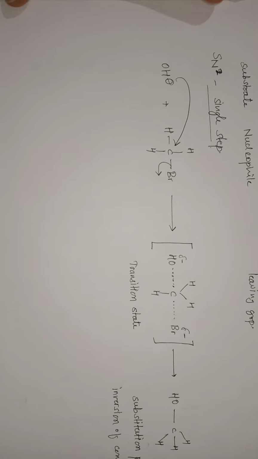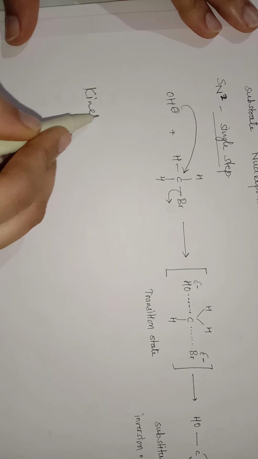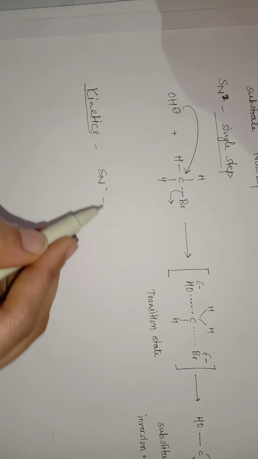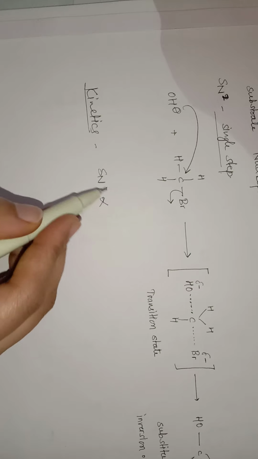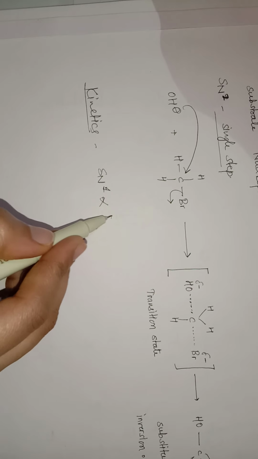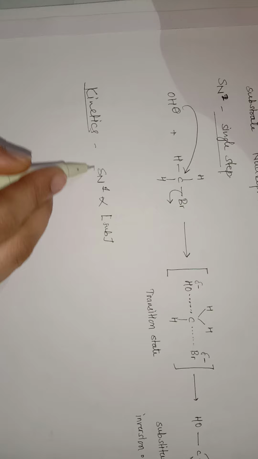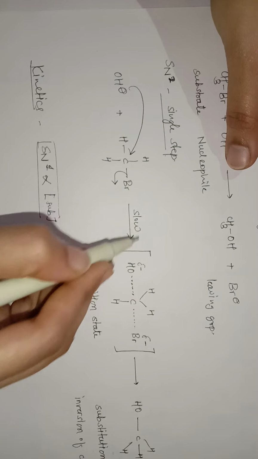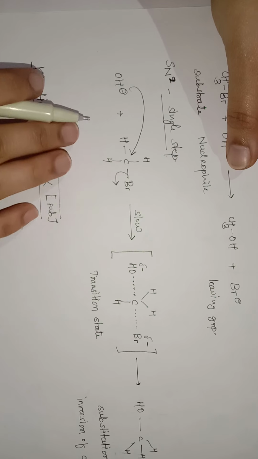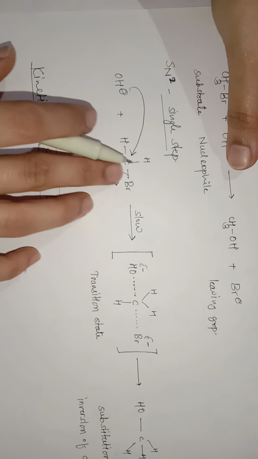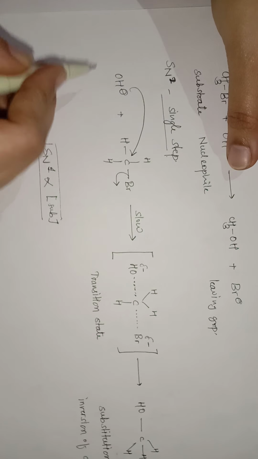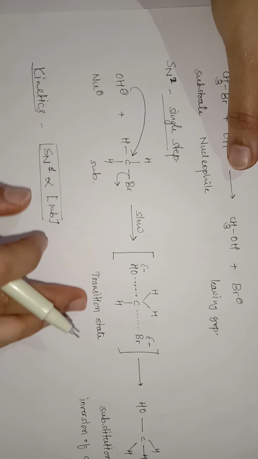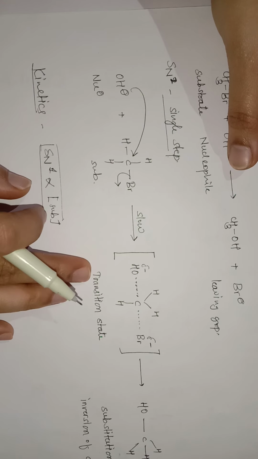In the case of the kinetics of this reaction, in the SN1 reaction we discussed in the last lecture that the rate was directly proportional to the concentration of substrate. But in this SN2 reaction, this is a slow step where the transition state formation takes place. The nucleophile as well as the substrate both take part in the reaction where the transition state forms, meaning the slow step.